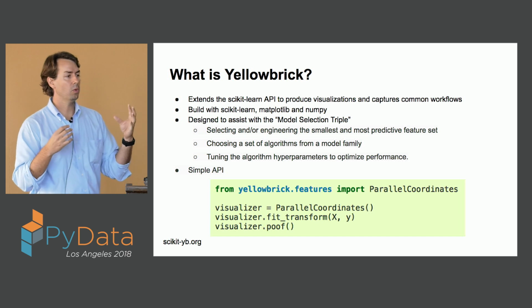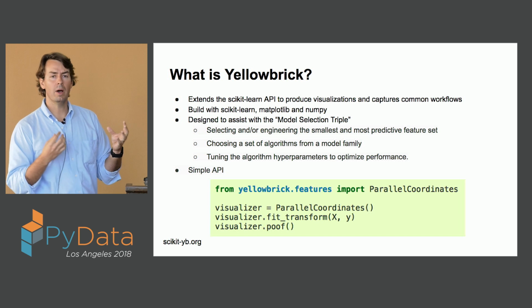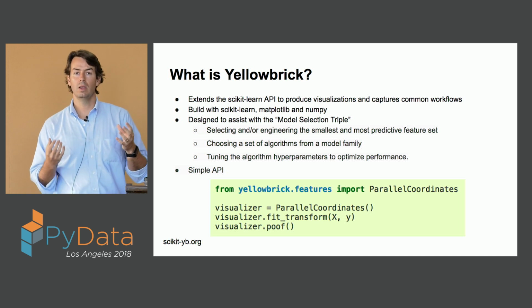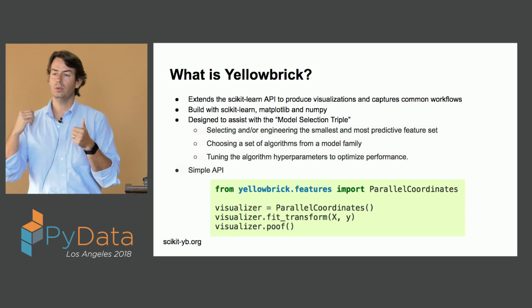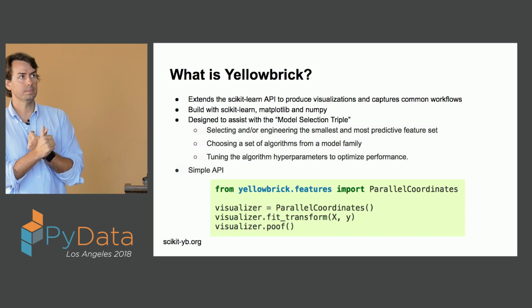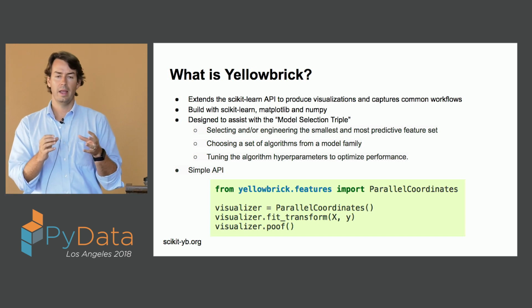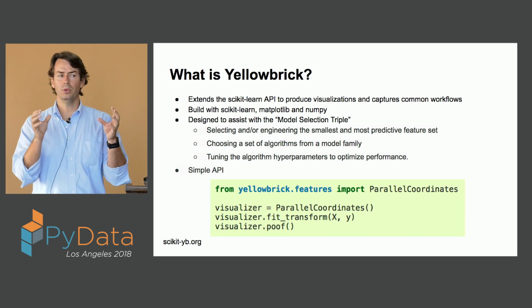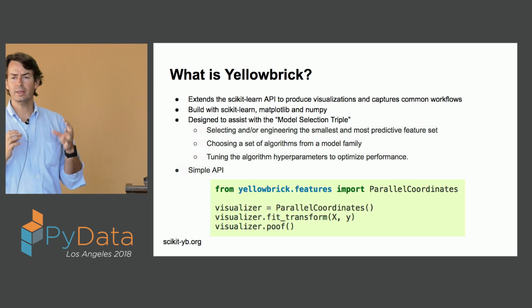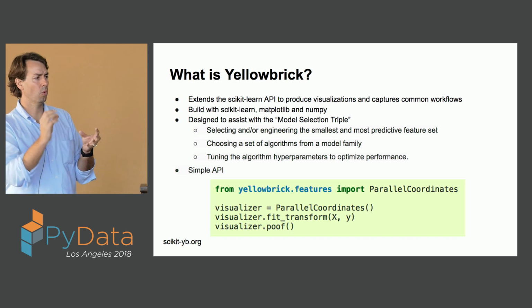And when I say common workflows, data scientists kind of think of it as the model selection triple. When you're approaching a problem, number one, you're looking to engineer or find the feature set that is the smallest and most predictive. Next, you're trying to figure out the model or the model family that is best suited to the problem. And then after you identify that model or model family, you're tuning the hyperparameters to get the best performance out of that.